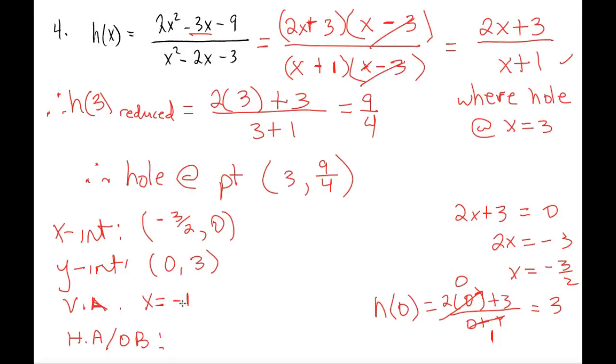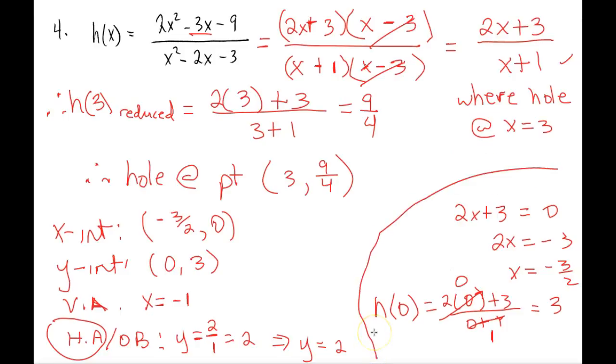Now looking at whether we have a horizontal or oblique asymptote, again we see that the degree of the numerator, which is 1 here, is the same as the degree of the denominator, which is 1. So in this case, we will be dividing leading coefficients. The leading coefficient of the numerator is 2. The leading coefficient of the denominator is 1. So therefore, we have y equals 2 as our horizontal asymptote. So here we definitely know we have a horizontal asymptote, and it is at y equals 2.